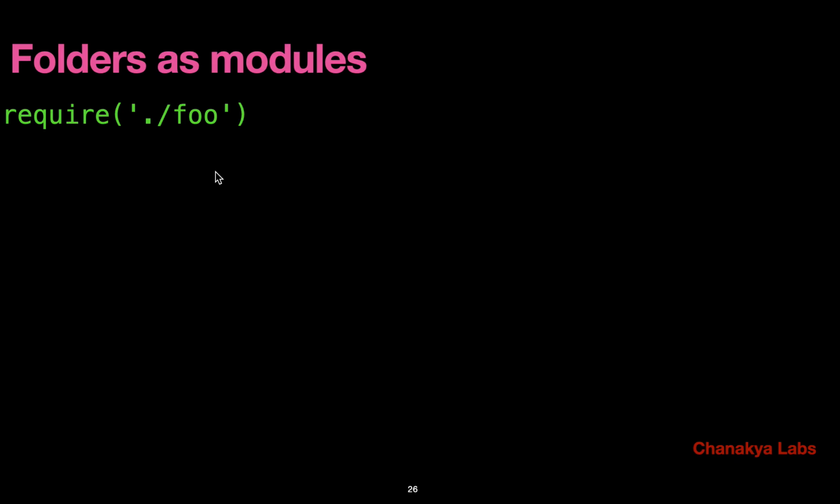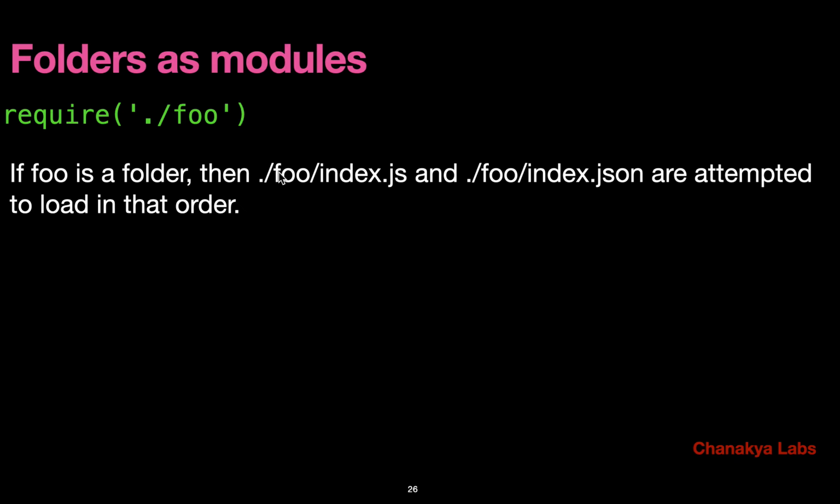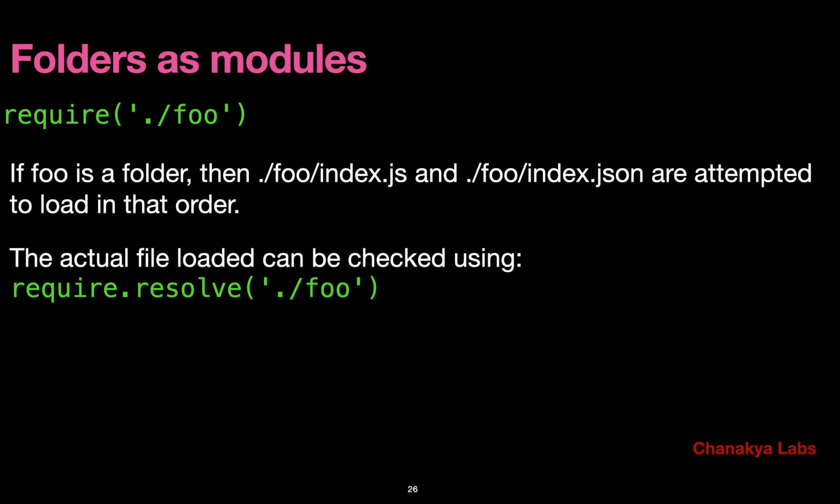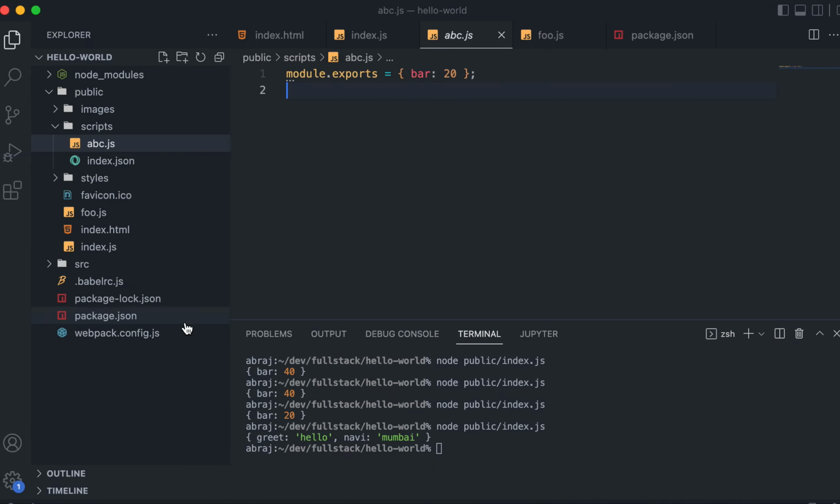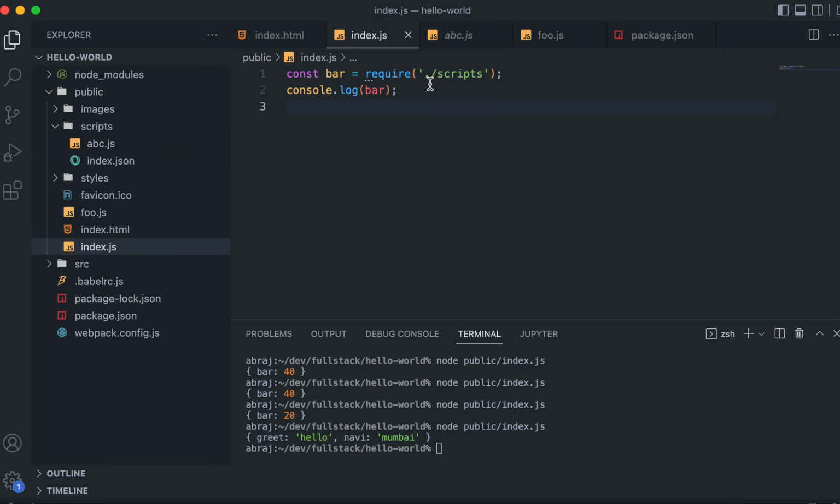So if the foo folder exists, then foo/index.js, followed by foo/index.json, are attempted to be loaded in that order. Now you might be confused: from here I just called /scripts. What is the actual thing which is imported?